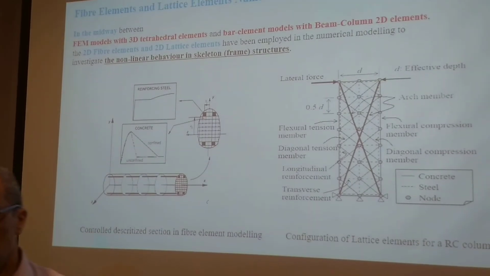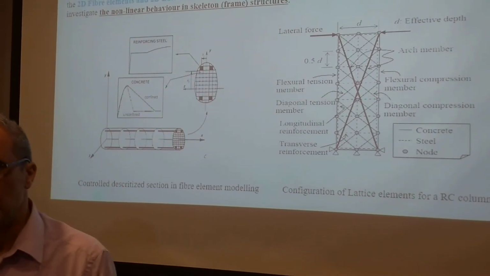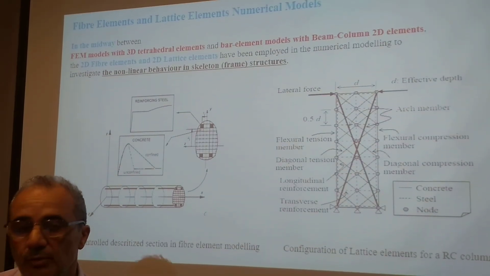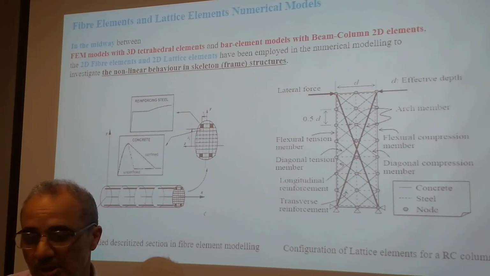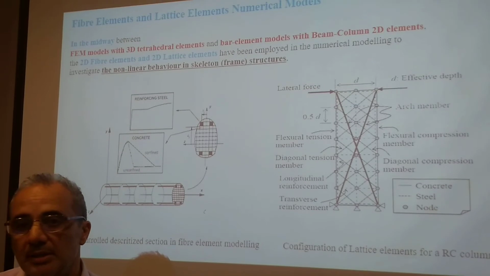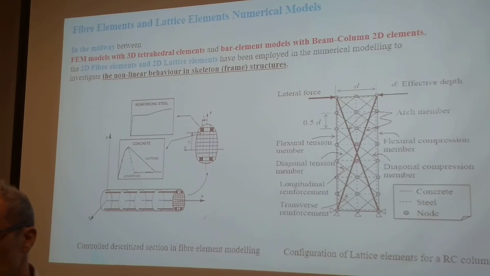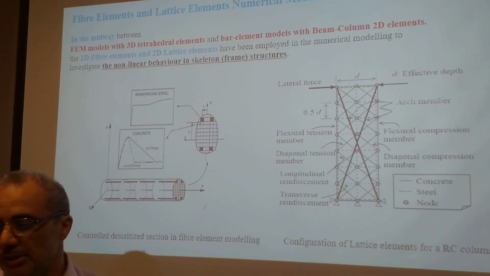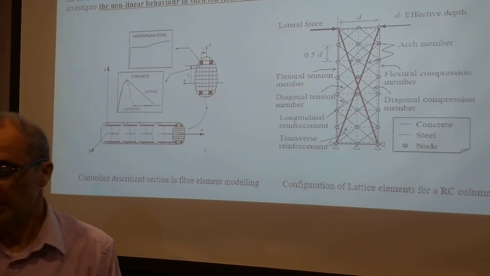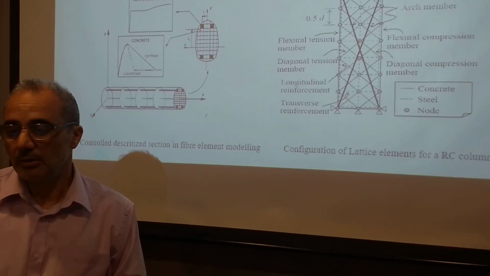Even with the elements, the engineer can choose the code that has the most suitable element. For this particular problem, I found the fiber elements very suitable, because they are a midway between the 3D tetrahedral elements and the 2D beam column elements. So fiber elements and also lattice elements are very important in this kind of numerical model problem.